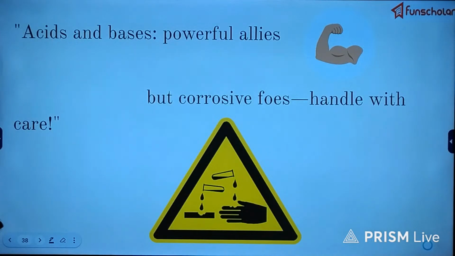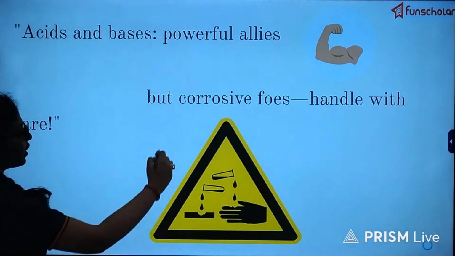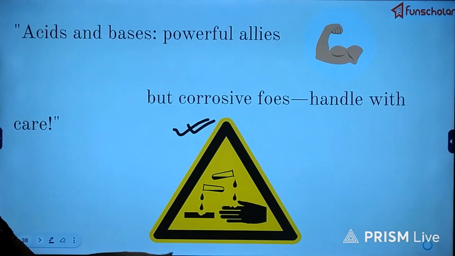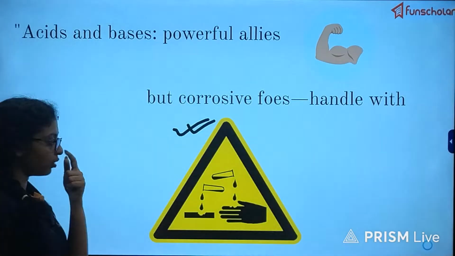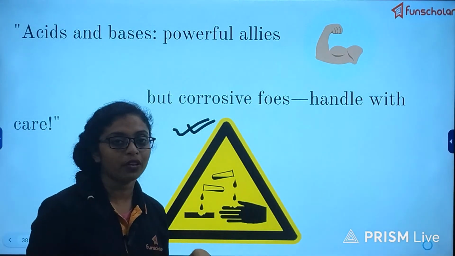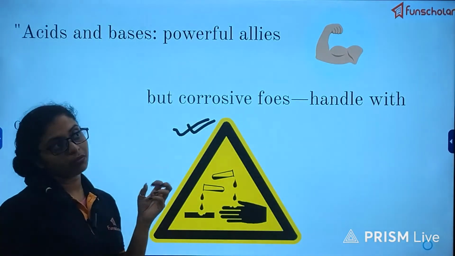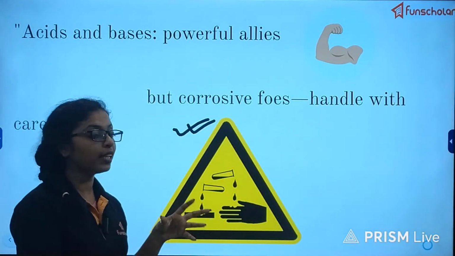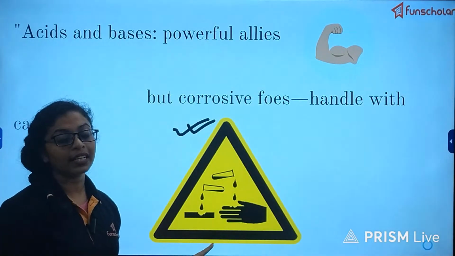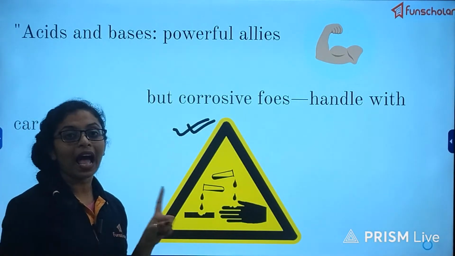Okay, acids and bases: powerful allies, but corrosive forces, to be handled with care. So we must understand this symbol. If you ever go to a lab, a medical shop, or an industrial factory, you will be able to see this kind of sign. These signs are actually for your awareness.